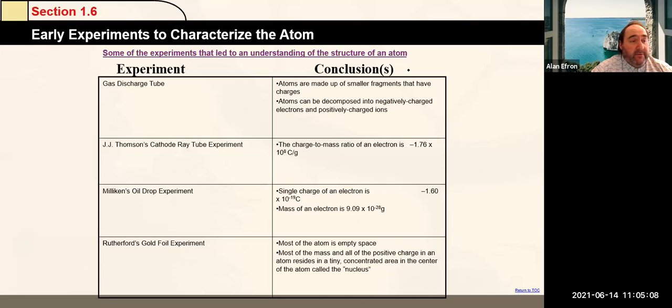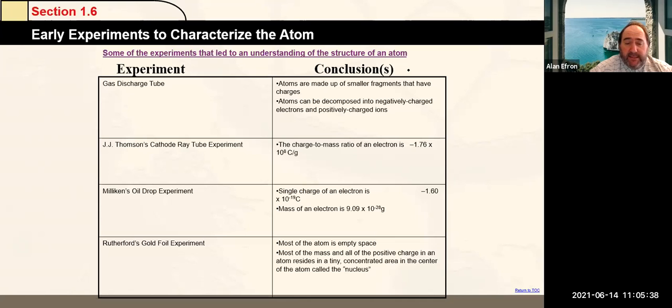That most went through, some were deflected at large angles, and that meant the plum pudding model was not so good, and that the current model of the atom is that it's mostly empty space, has a positively charged nucleus, which contains protons and neutrons, and electrons are traveling out at a distance from the nucleus, and most of the mass of the atom is the nucleus. Any questions on what you need to know?